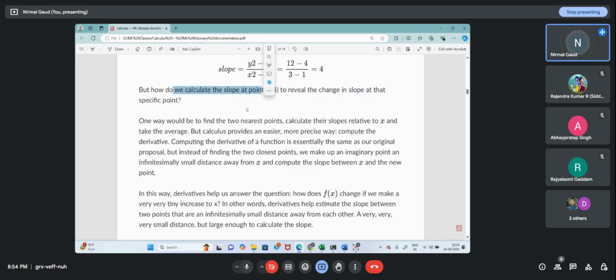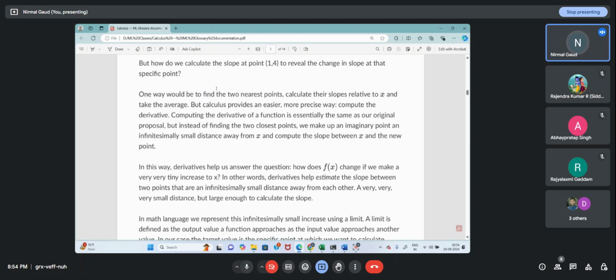How do we calculate the slope at a point 14 to reveal the change at this particular point? One way is to find the nearest points, calculate their slopes relative to x, and take the average. But calculus provides an easier, more precise way. It computes the derivative. Computing the derivative of a function is essentially the same as our original proposal. That means we are looking forward an infinitely small distance away from x, and this is how we write it.